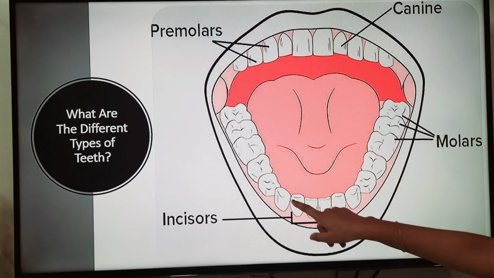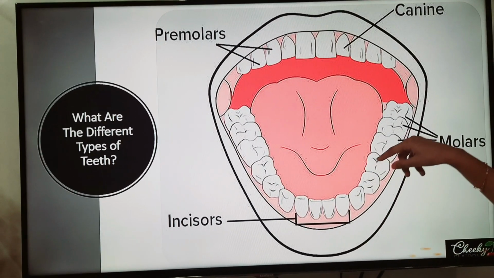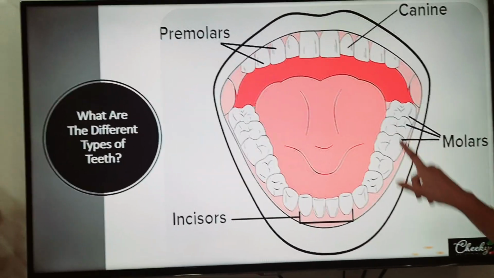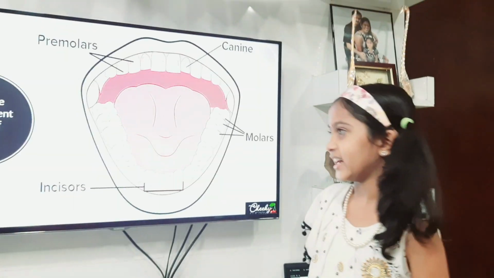Can you see how big it is compared to the incisors, the canines, and the premolars? Can you see how big it is? So those are the 4 different types of teeth, and let's move on.